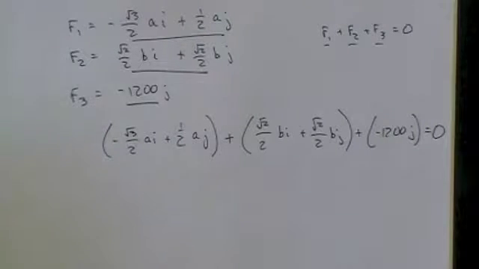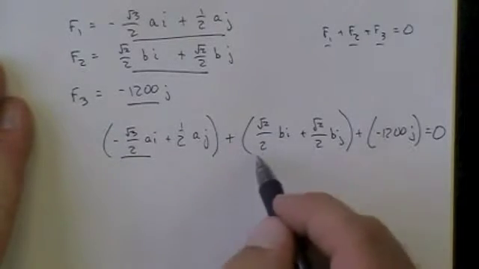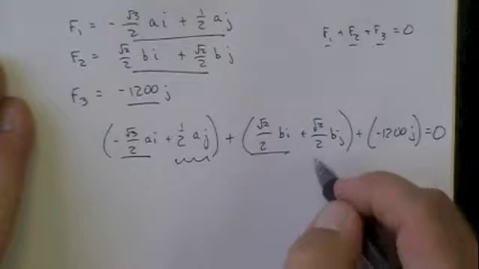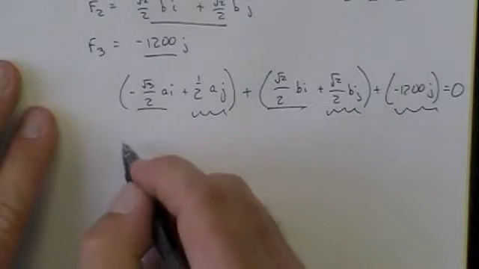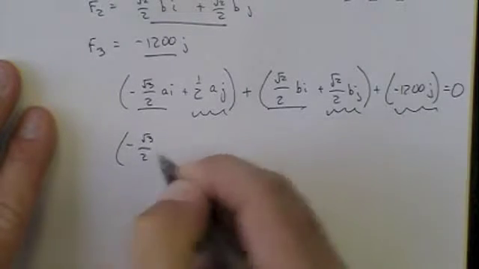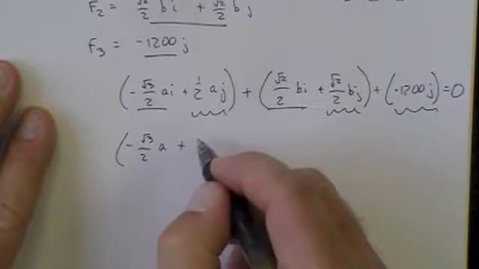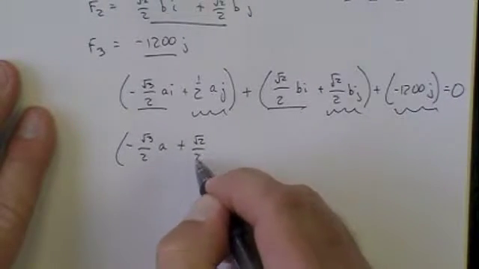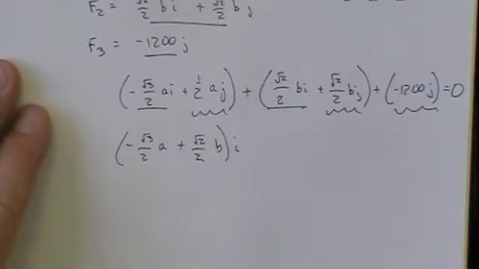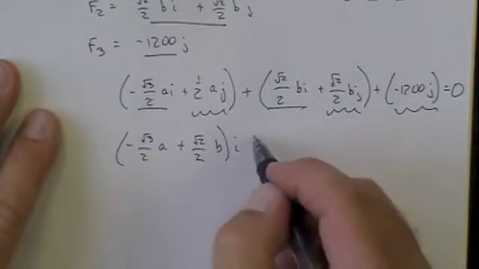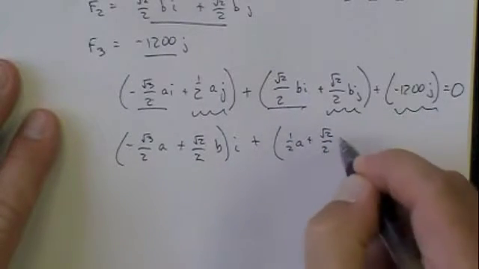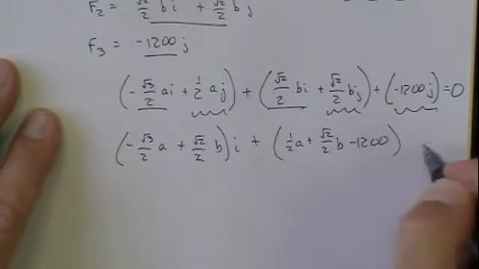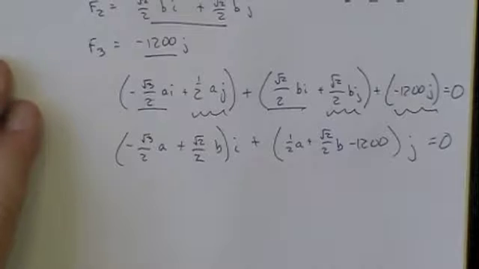Now if we're going to be adding these vectors, what we do is we combine our i components and our j components. So here's our i components, and then here is our j components. And so if we put those together, here we have a negative square root of 3 over 2 and positive square root of 2 over 2. That's our i component, taking these two values. And here's our j component. And again, this is still equaling 0.